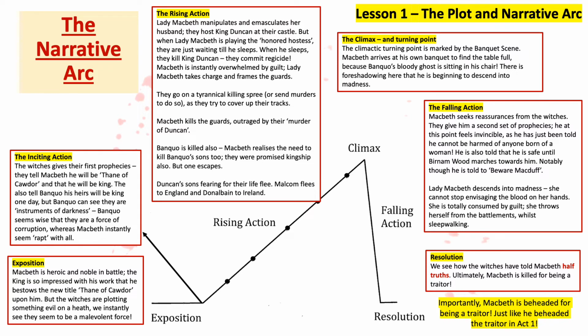Banquo is also killed. Macbeth realises that Banquo knows of these prophecies and may suspect him. But more importantly, Macbeth also realises that he needs to kill Banquo's sons too. They were promised kingship also, so they could, in fact, make his throne vulnerable, because if these witches' prophecies are going to come true, then presumably one of Banquo's sons will be king one day. But one of Banquo's sons escapes. Macbeth is angry at the murderers, and Macbeth kills the murderers for what he deems as their incompetence.